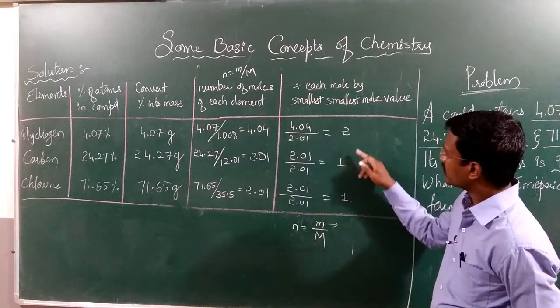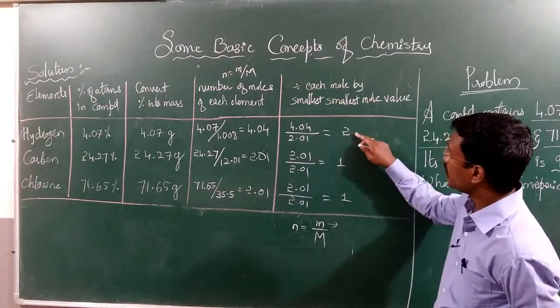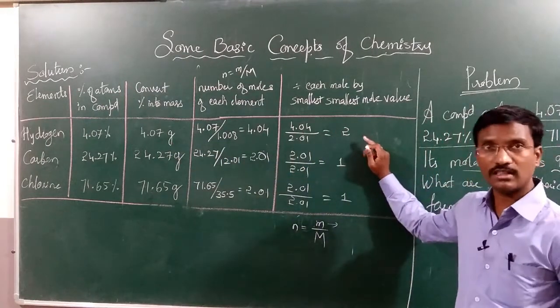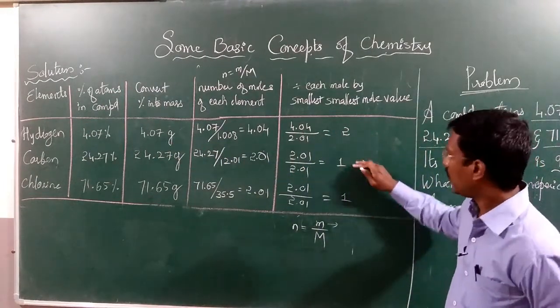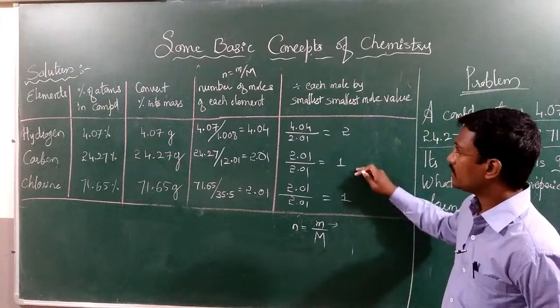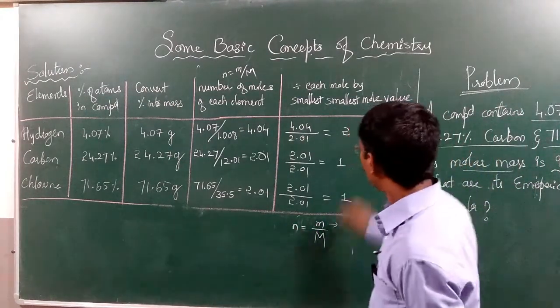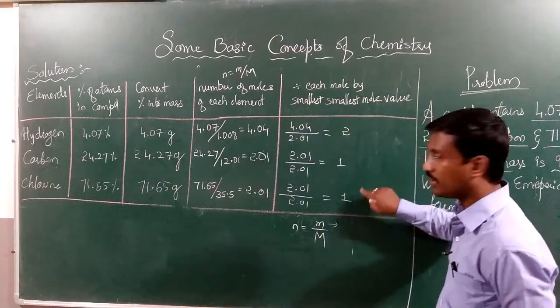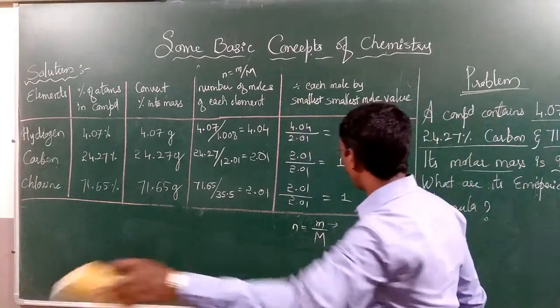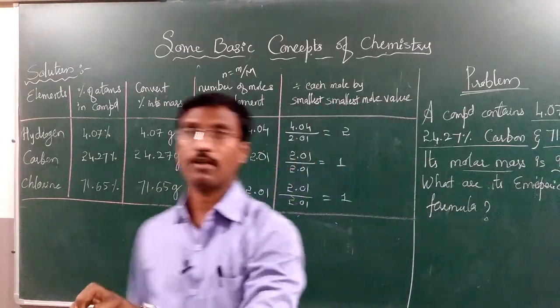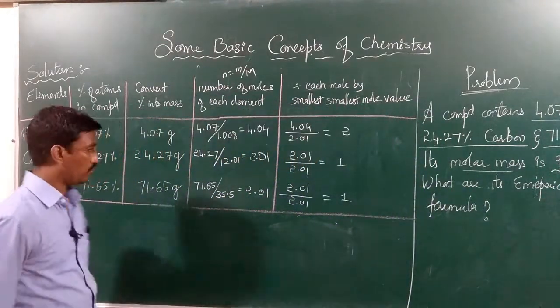So what does this 2 1 1 indicate? This 2 indicates the number of hydrogens. The number of hydrogen in the compound is 2, and 1 is nothing but the number of carbon and chlorine in this compound. So based on this value, it is possible to write the empirical formula. The empirical formula is nothing but the simplest form of atoms present in the compound.